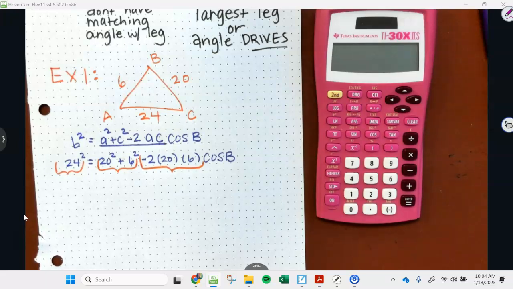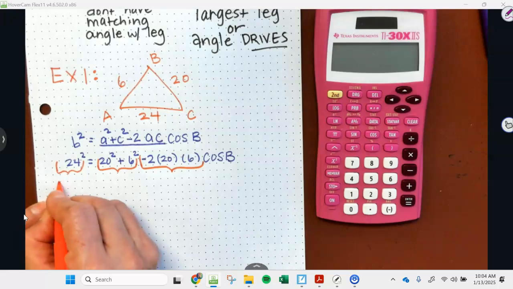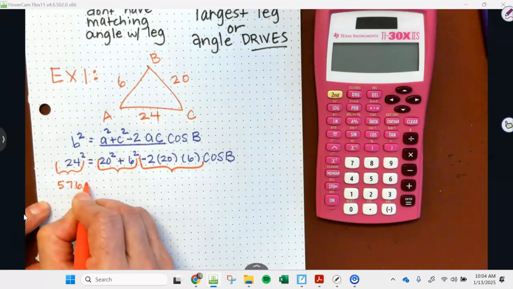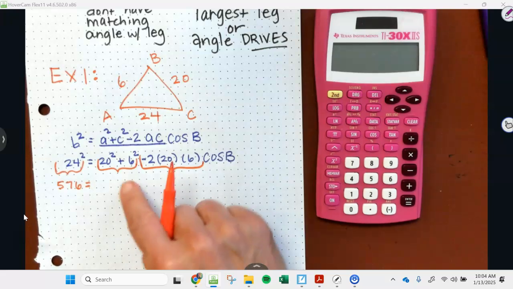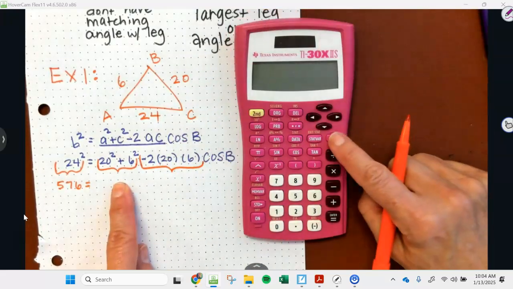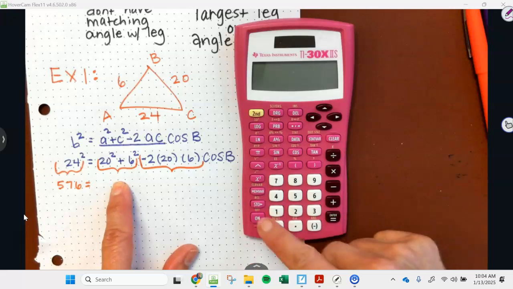All right, here we go. 24 squared, I've been doing that all day. It's 576. I don't have that memorized, I just have been doing it all day. And then on this, guys, remember I'm going to have the calculator do this part.